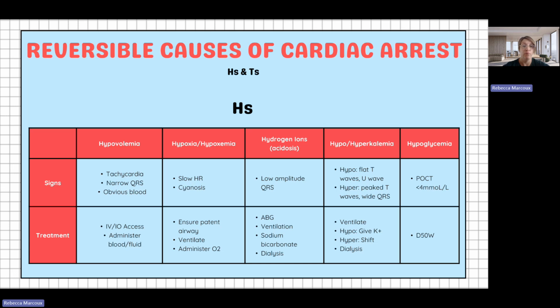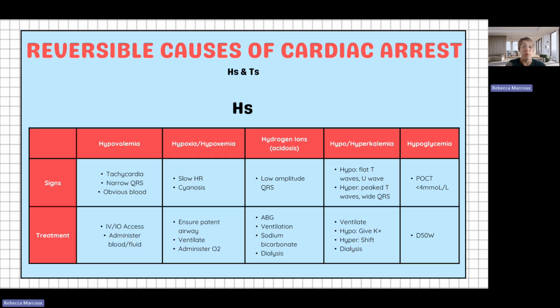Next, we're going to talk about our reversible causes of cardiac arrest a little bit more. So here are our H's. The signs are things that you might have seen prior to the patient arresting that can give you hints on what might have caused the arrest. The first one is hypovolemia. Some signs pre-arrest would be, was the patient tachycardic with a narrow QRS complex? Do they have any obvious blood or fluid loss? And our treatment during a code, if you suspect hypovolemia, would of course be IV or IO access, and we'd administer blood or fluid.